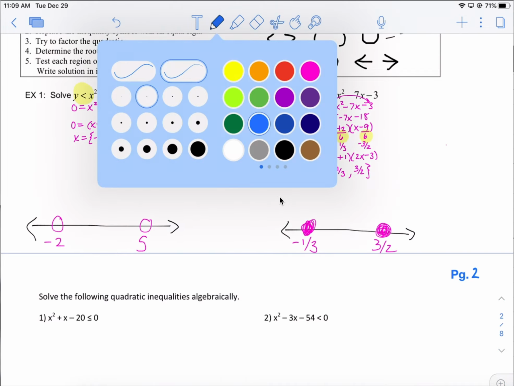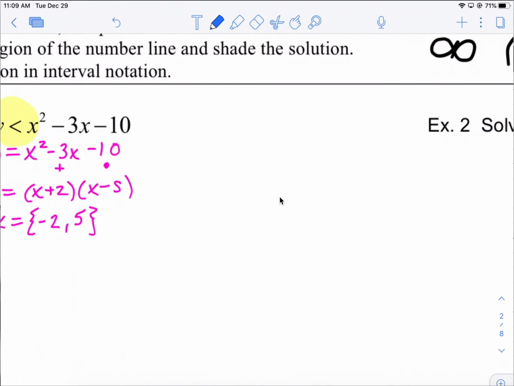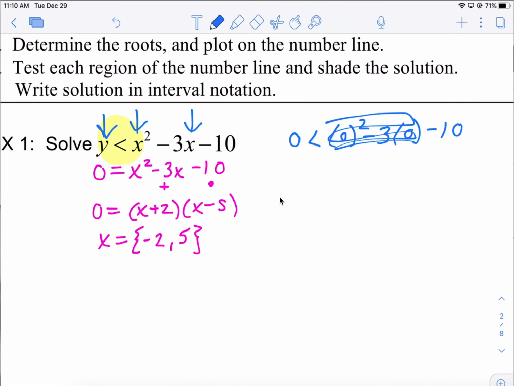All right, we get lucky on both of these. 0 is in the middle, so I'm going to check my 0. And by check 0, I just mean plug it in and see if it's true. Okay, let's do that on this first problem. If I go 0 is less than 0 squared minus 3 times 0 minus 10. I plugged in a 0 for the x, and I plugged it in for all of my x's and y's. Again, all of this is just 0. So 0 is less than -10.